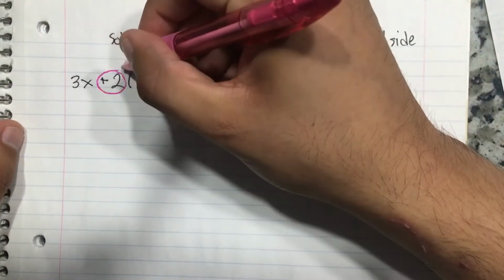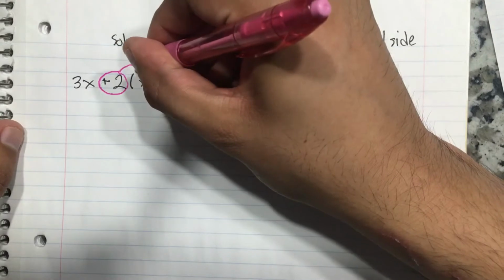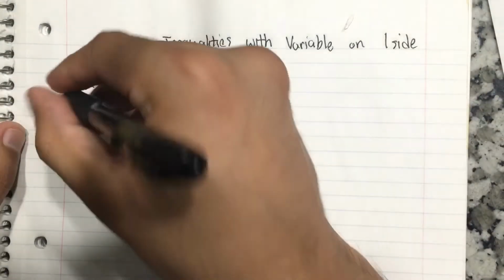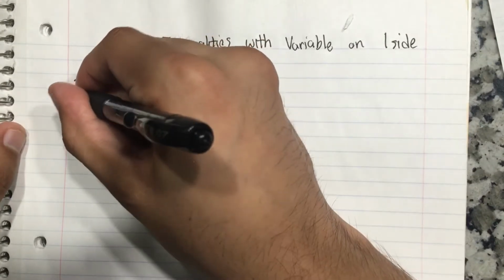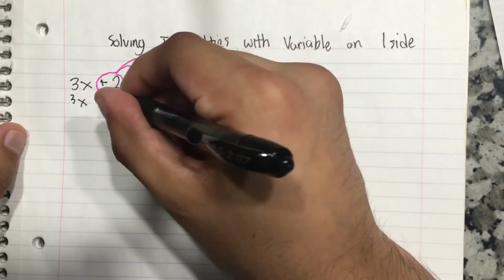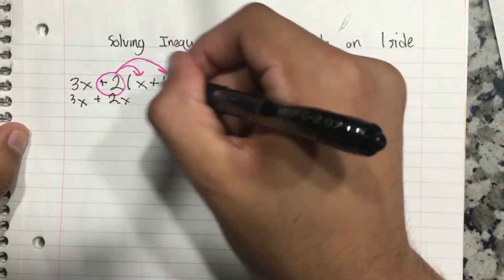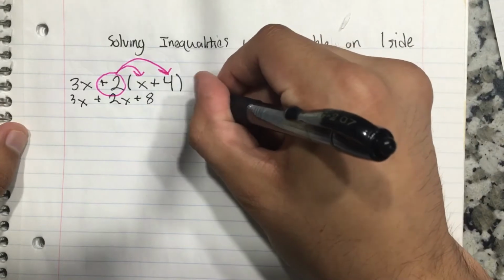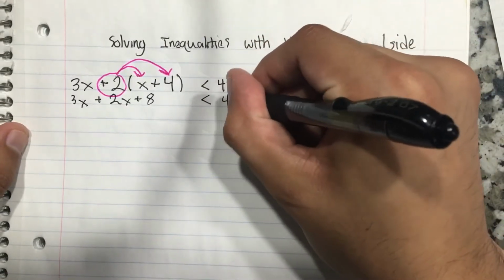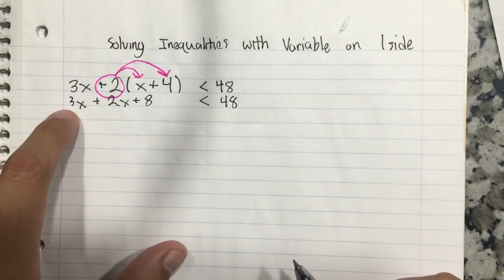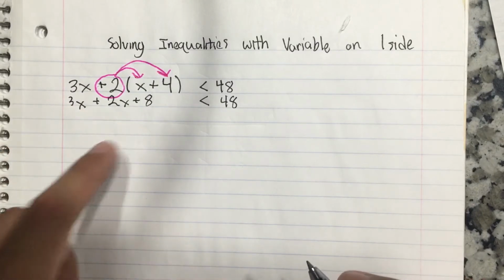So I noticed that I have plus 2 here. So what I'm going to do is distribute this 2 and go 2 times x, 2 times 4. Now I'm going to write down 3x since we didn't do anything with it. We just dropped it down. Plus 2 times x, 2 times 4 is plus 8, is less than 48.